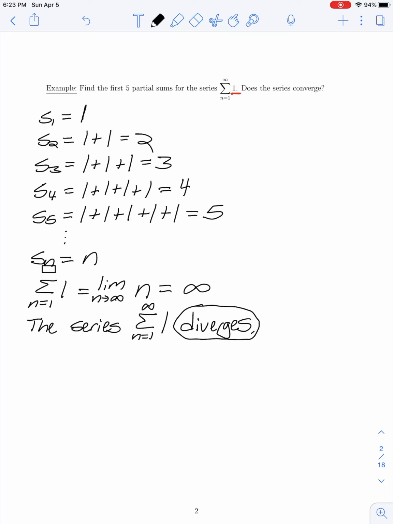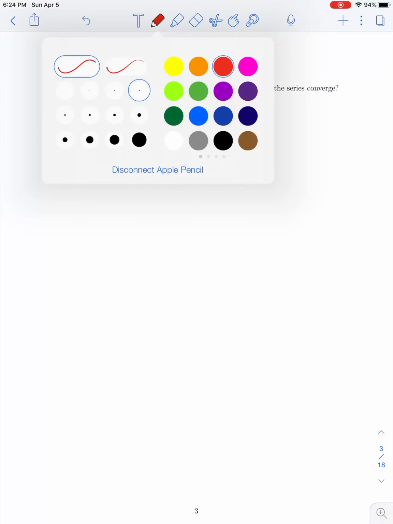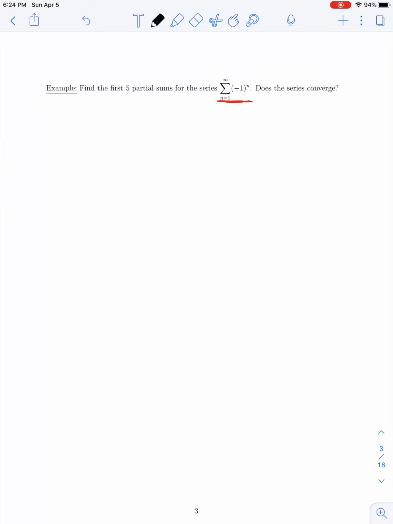So let's look at another example. In this next one, we have a similar problem. We're asked to find the first 5 partial sums for the series n equals 1 to infinity of negative 1 to the nth power, and then we ask, does that series converge? So let's start by listing the first 5 partial sums.